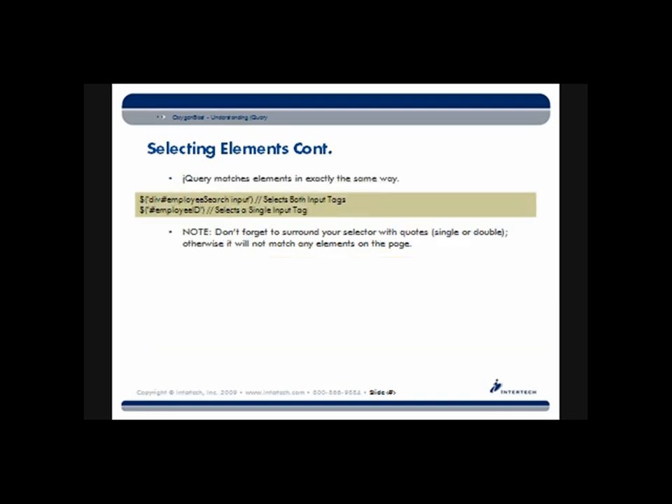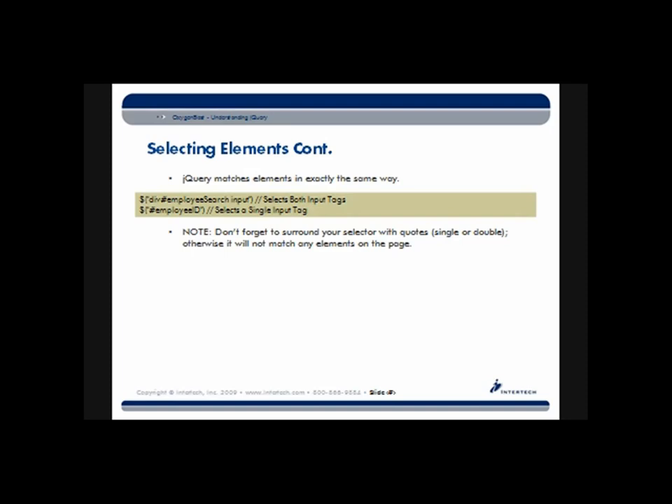But we'll see that in jQuery, that's exactly what they use. So here's my jQuery. And remember, the format is whenever I want to grab a jQuery function or method, I'm going to use that $, or I'm going to use jQuery, or whatever you've decided to use as your identifier. So I have $, and I pass in div pound employeeSearch space input, just like we saw before, and that will select both input tags. Or if I wanted to grab that single input tag, it'd be the pound employeeID.